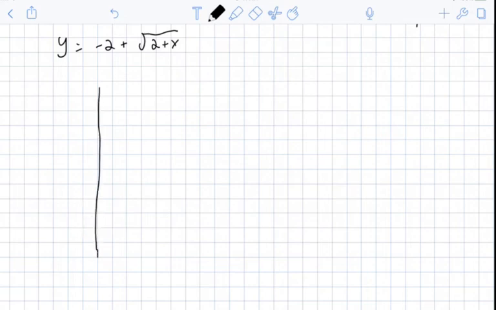y is equal to minus 2 plus the square root of 2 plus x. Why don't you pause the video and give this one a try? Where is the, oh geez, where is the endpoint? Which shape does it have?